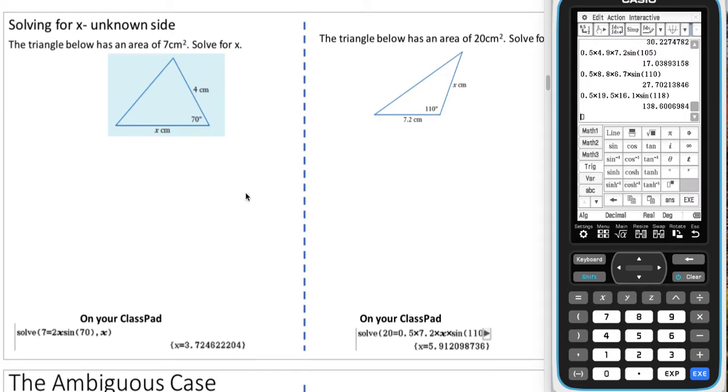Hi all, in this video we'll be solving for x for the unknown side, and we're given the area of the triangle. So the triangle shown below has an area of 7 square centimetres, and we need to solve for x. In this case the pronumeral x represents the side length.